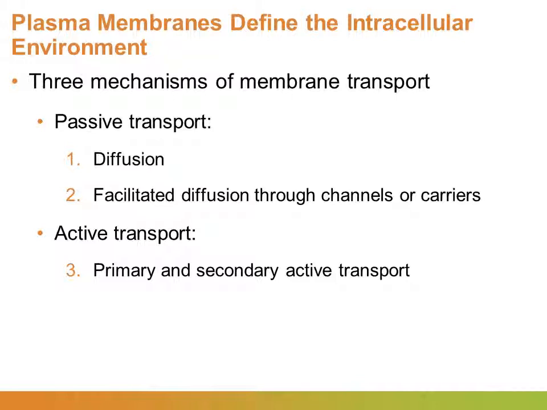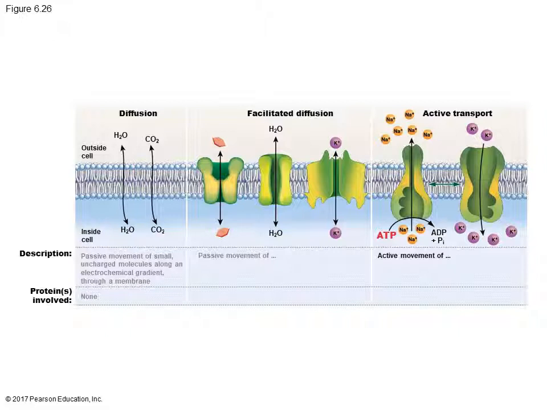Then the other form of transport is active transport, and this is where energy is needed for molecules to move across, to move against their concentration gradient. I love this diagram because it shows the difference between diffusion and facilitated diffusion, and then again it shows the difference between facilitated diffusion and active transport. And in fact, this frame on active transport is the best one in the entire chapter.